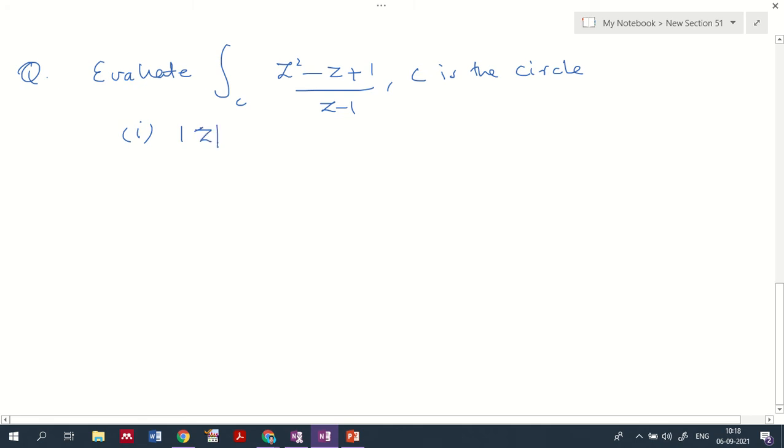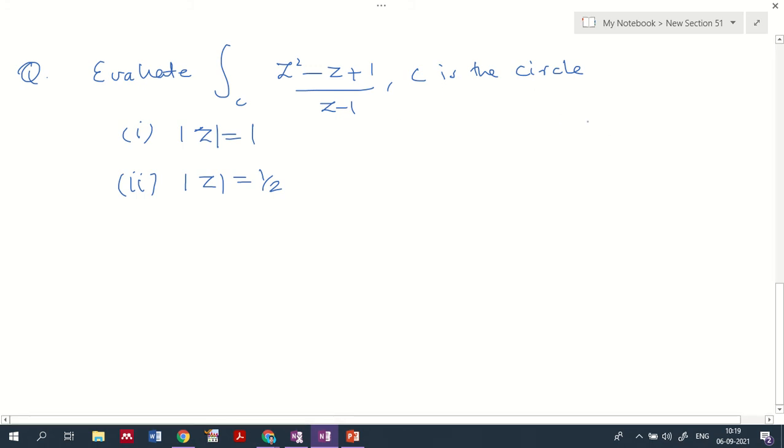Evaluate the integral over c of z square minus z plus 1 divided by z minus 1, where c is the circle. You want to evaluate in two conditions: first mod z is equal to 1, and second mod z is equal to 1 by 2. In these two conditions you need to evaluate the integral of z square minus z plus 1 divided by z minus 1 dz, where c is a circle.